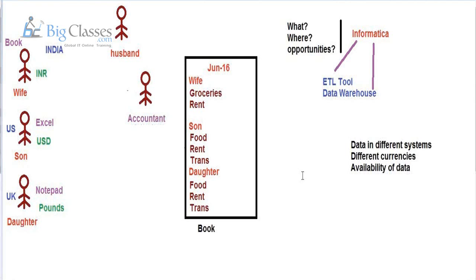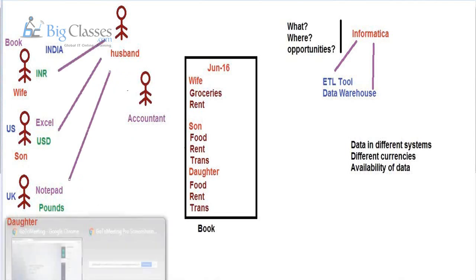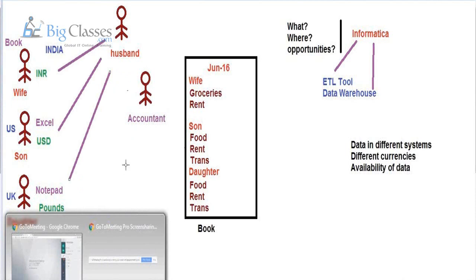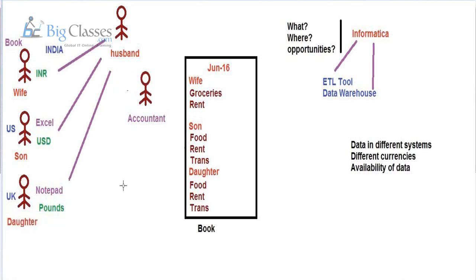Accountant. Now, the instruction from the father to all family members is, from now onward, don't send your expense details to me. You simply send all your expense details to a new person called the accountant. Instead of sending to me, you just send the expense details to the new person, which is called the accountant, right?